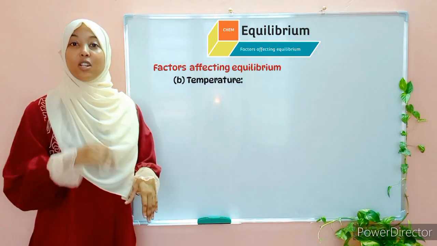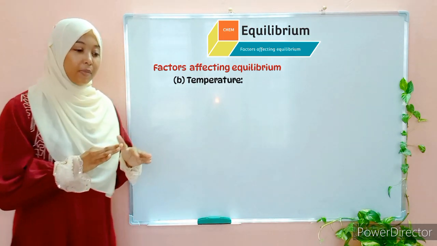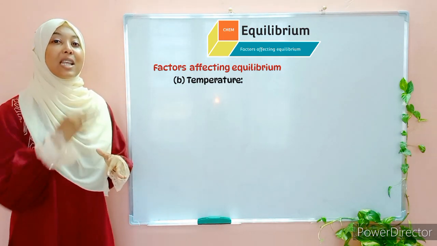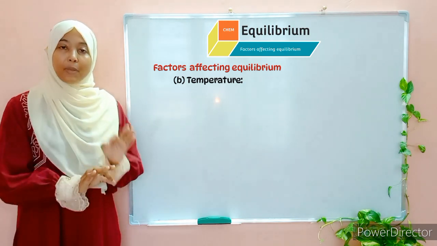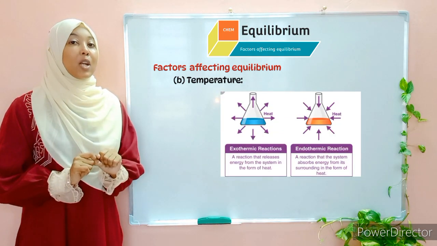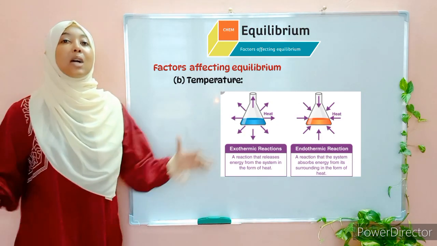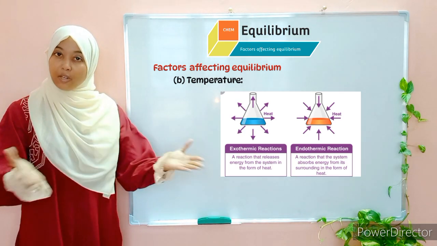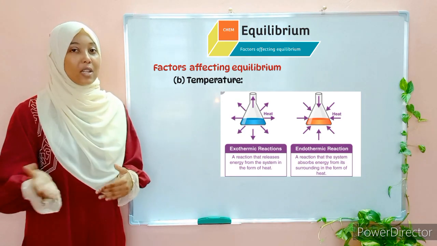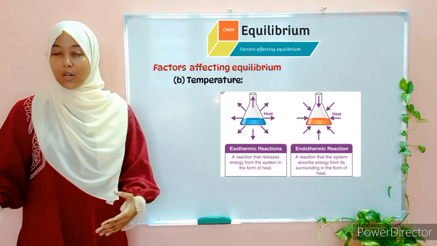Now moving on to temperature. Temperature favors the reaction that is endothermic. Let me just briefly discuss endothermic and exothermic reactions. An endothermic reaction is a reaction that absorbs heat energy from the surrounding. An exothermic reaction gives off heat energy. So you have the system giving off heat energy to the surrounding.